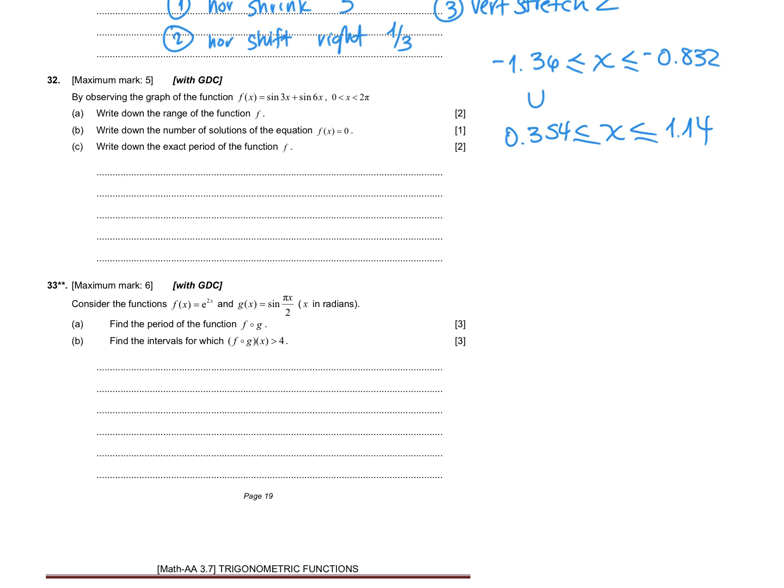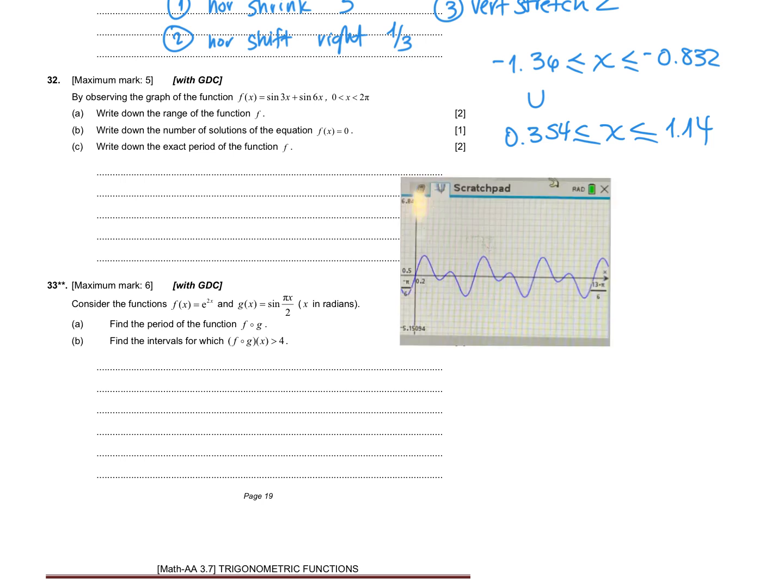32, by observing the graph of the function, write down the range, number of solutions to 0, and the exact period. So we got to graph this. Okay, so this is the function. We need to find the max and the min, like the most min. So the range is going from negative 1.78 to 2.41.